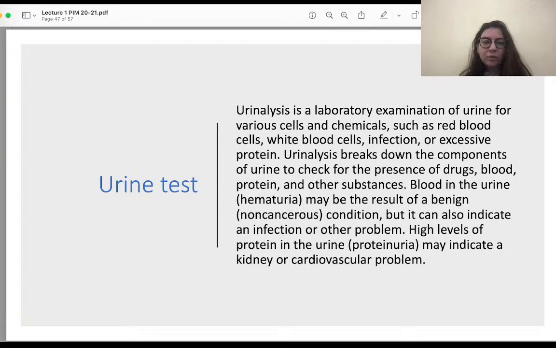Urinalysis breaks down the components of urine to check the presence of drugs, blood, protein, and other substances. Blood in the urine, hematuria, may be non-cancerous but can also indicate an infection or other problems. A high level of protein in the urine, which we name proteinuria, may indicate a kidney or cardiovascular problem.